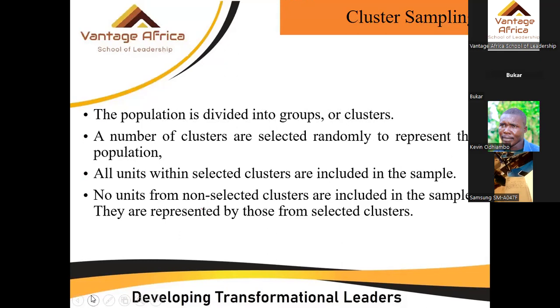And each department has 5 people. So you pick a department at random. Once you pick a department at random, let's say finance department, everyone within the finance department becomes part of the sample. All right? Now, I really hope you understand the difference between cluster sampling and stratified sampling. It's very, very important for us to understand that.